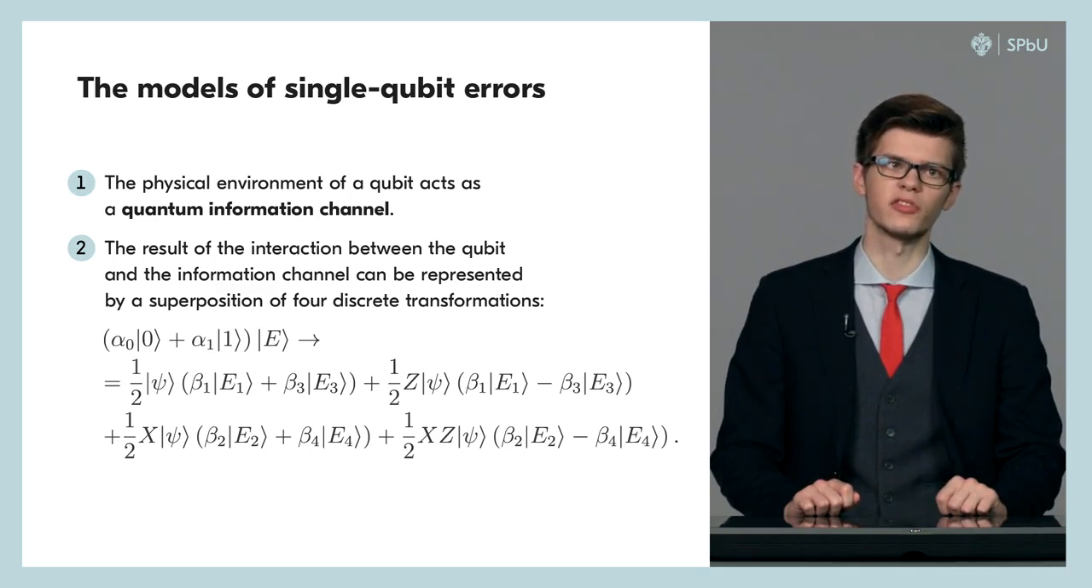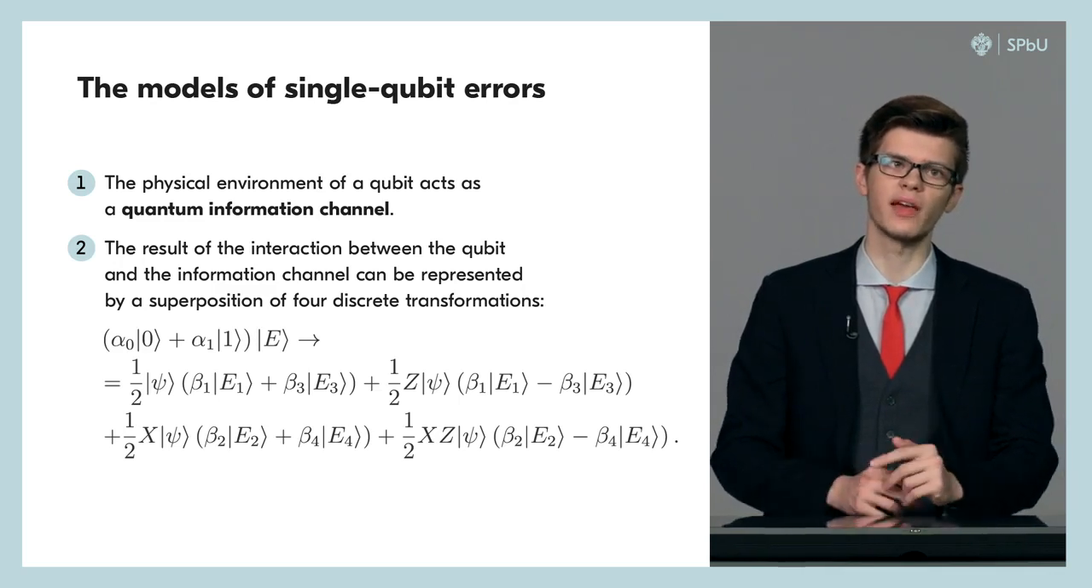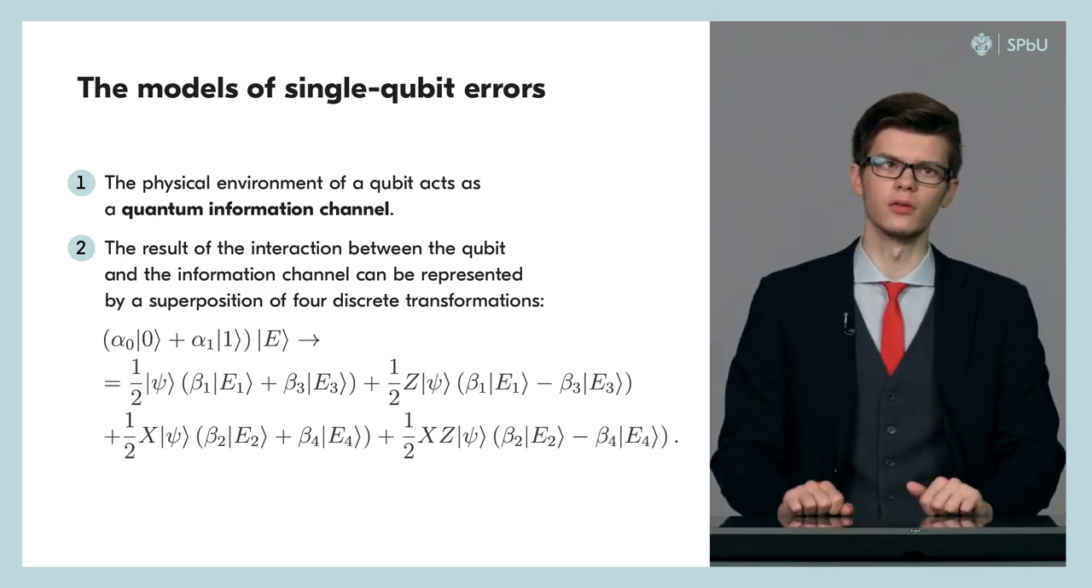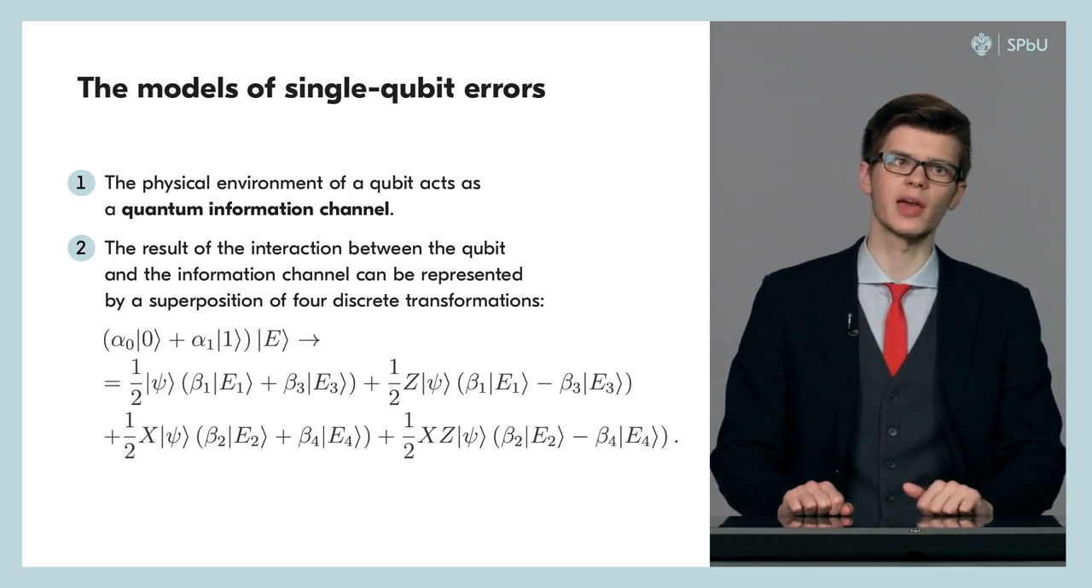Since the environment interacts with the qubit and defines its evolution, it is referred to as a quantum information channel, by analogy with the classical one. So, let's find out what is happening with the qubit due to its interaction with the quantum information channel.